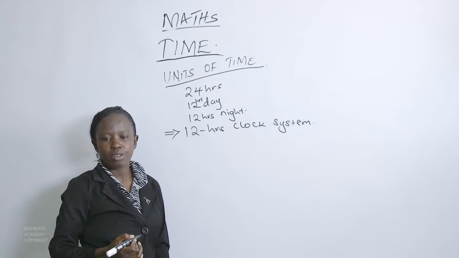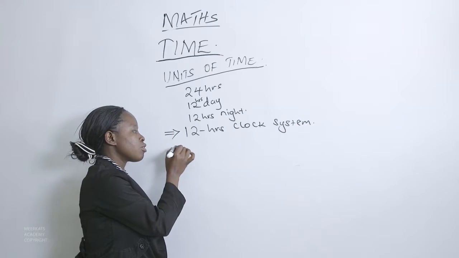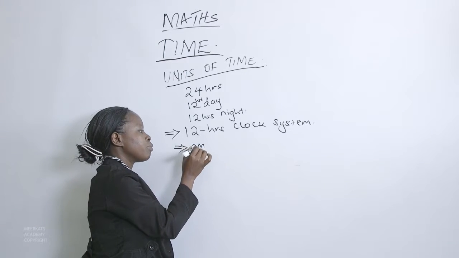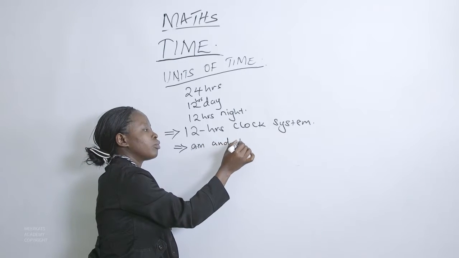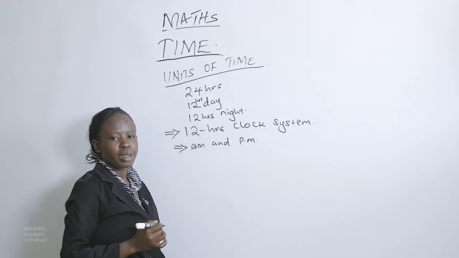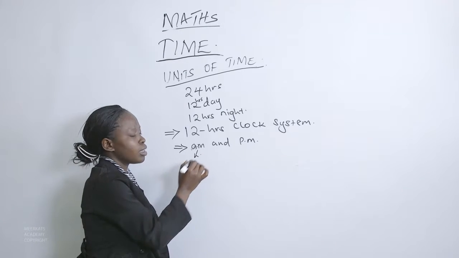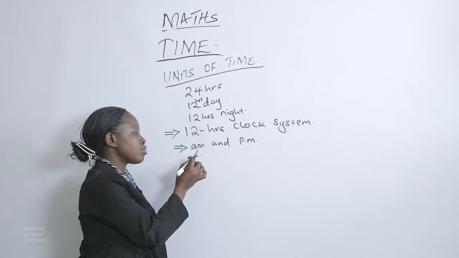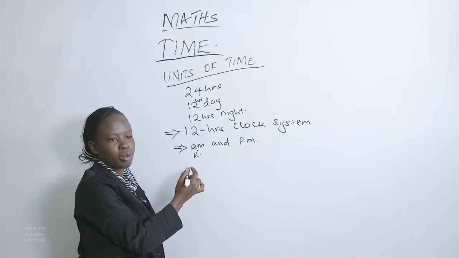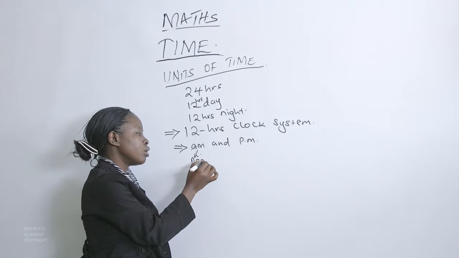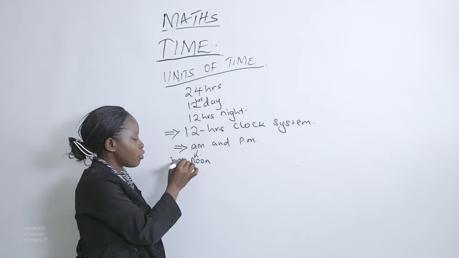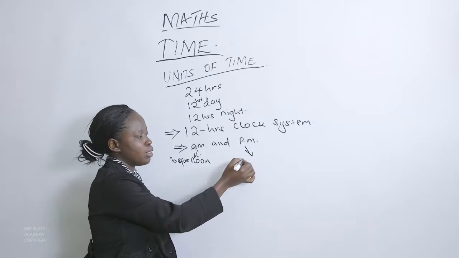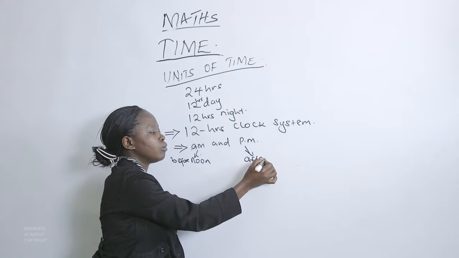When we are talking about the 12-hour clock system, this is whereby we use the AM and the PM. What does it mean? AM refers to the time of the day that is before midday, or before noon, and PM refers to the time of the day that is after noon.